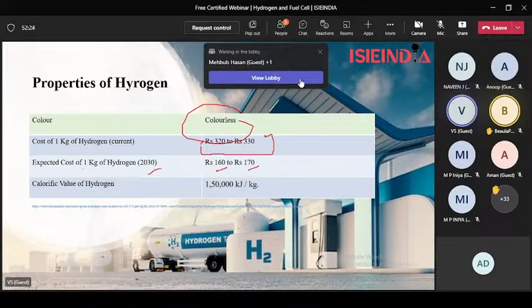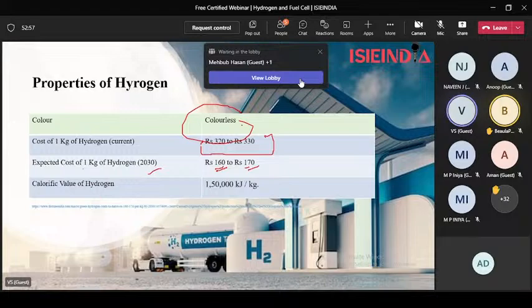Why is it expected? Because our government has initiated, not only the government, in the world hydrogen is being taken into concern to be used as fuel and in various applications, because hydrogen is clean and green. It doesn't emit CO2. So many schemes have been introduced, so it is expected that by 2030 hydrogen price will be about 160 to 170 per kg.